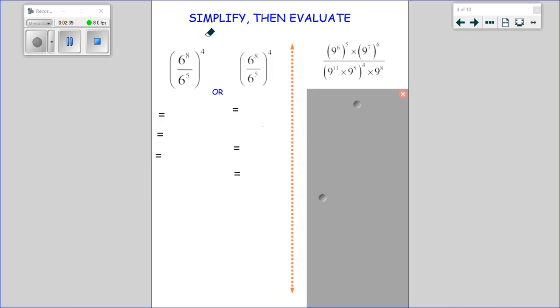So if you take this one here, I go inside my brackets first, because according to BEDMAS, we should do brackets. So 6 to the 8th divided by 6 to the 5th is going to be 6 to the 3rd, all raised to the exponent of 4. We have a power to a power, we multiply exponents, so this is going to become 6 to the 12th. And then it says to evaluate, so that's the simplified form. To evaluate, I pick up my calculator and I put this into my calculator.